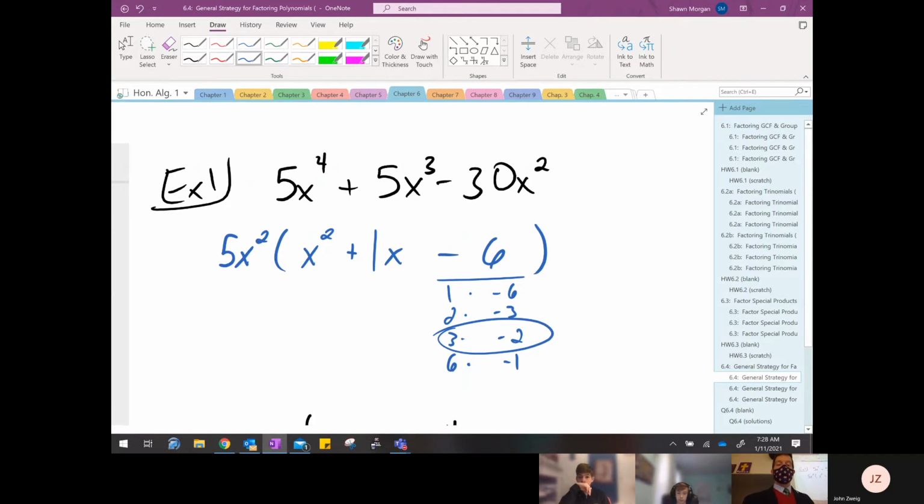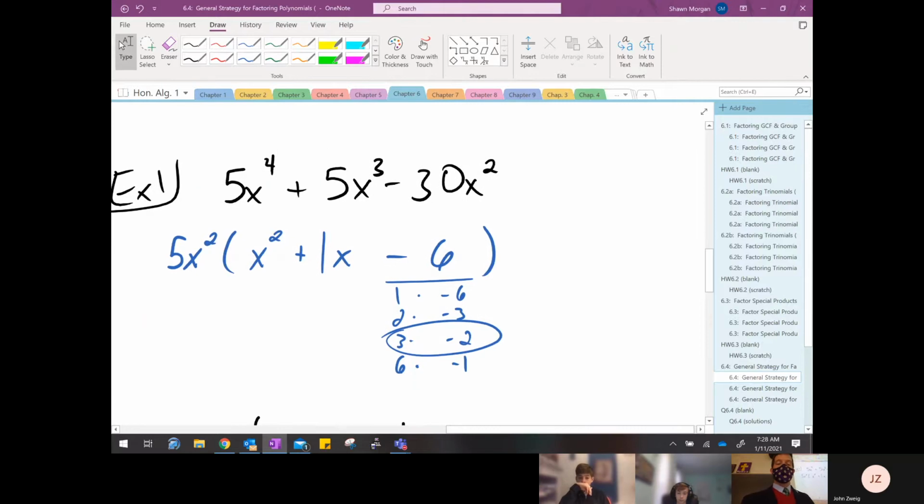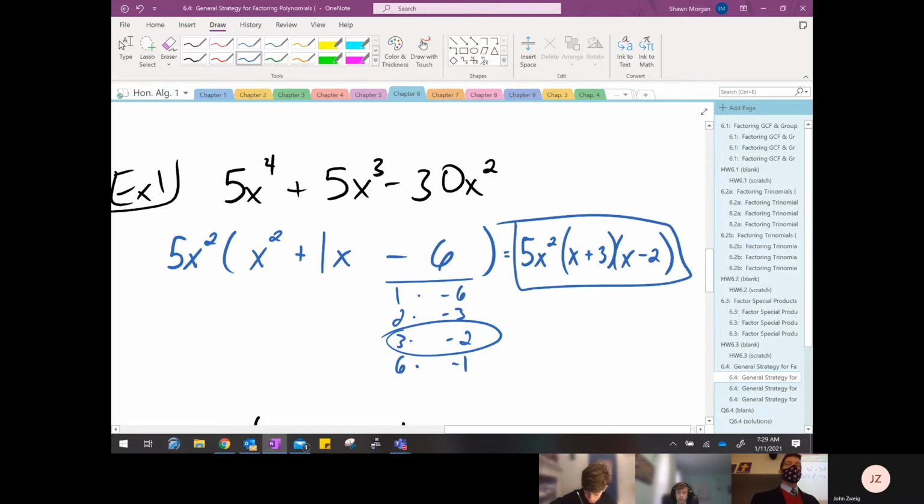So what we're going to say is, let me scooch this over just a little bit. I got my GCF out front. Don't throw the baby out with the bathwater, right? And then we got what? x plus 3 and x minus 2. It's like a reverse FOIL problem. So I could check my work, right, Jack, by doing what?